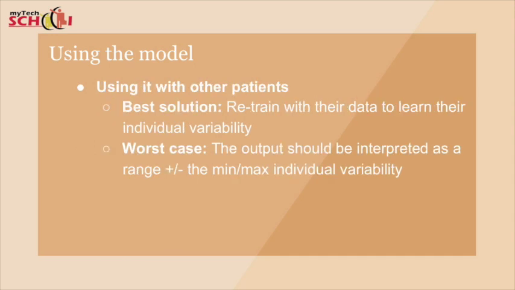If you want to use the model with other patients, the best solution would be to retrain with the data of the new patients so that the model could learn their individual variability. And then since this probably isn't possible, or it might actually be a real constraint, then worst case, the output should be interpreted as a range plus or minus the minimum and maximum individual variability. It's not the best solution out there, but it's not so bad, and it's okay as a caveat if there are no other options.